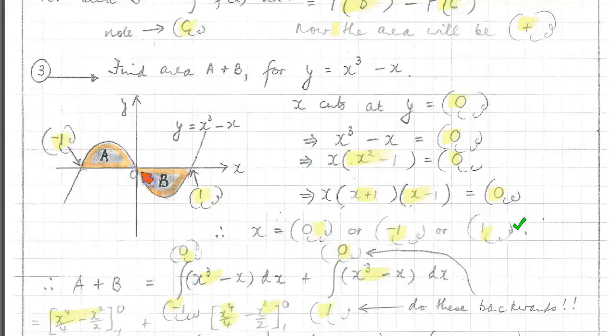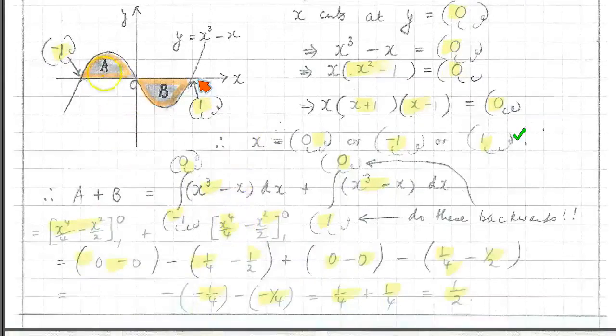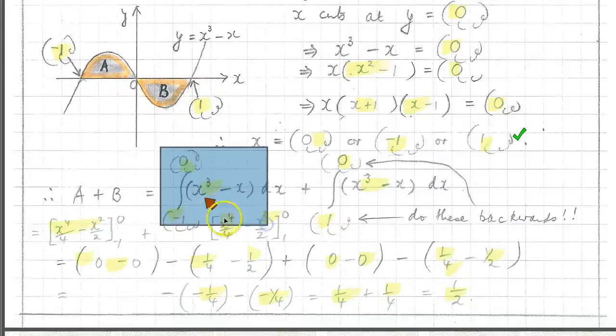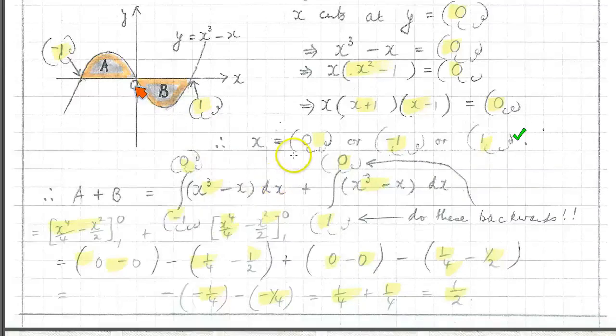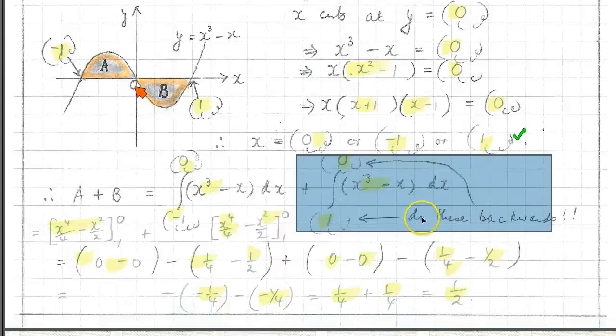Now I want area A plus B. Area A is easy enough. I'm going to integrate from minus 1 to 0, x cubed minus x. For area B, it goes below the x-axis, so I'm going to integrate backwards, and I've indicated that. Instead of integrating from 0 to 1, I'll integrate from 1 to 0. See if you can follow it through. Try the example, see if you can get the right answer. Come back to me.